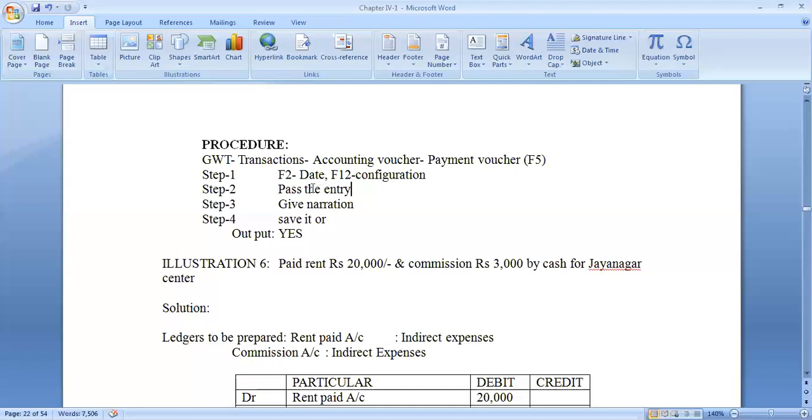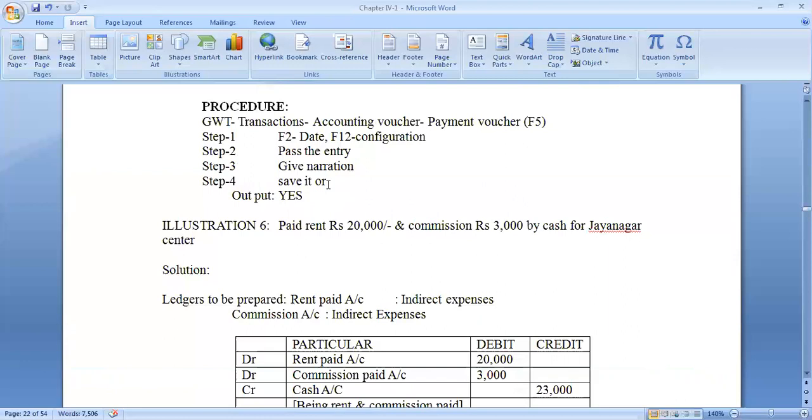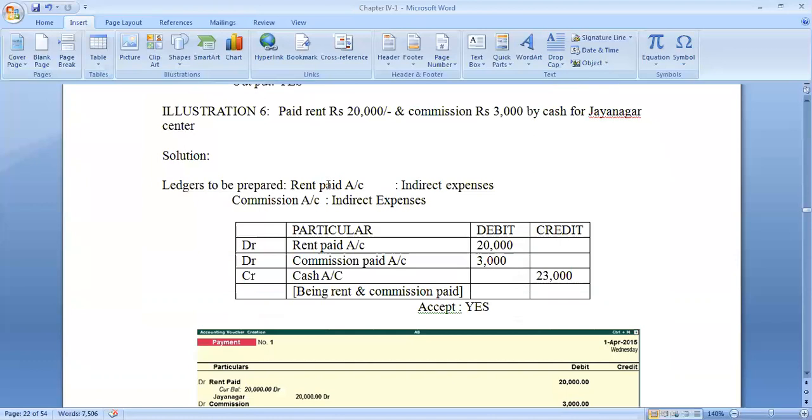Step 1 is F2, the date will appear, and F12 is configuration. Step 2, the entry will be passed, and step 3, the narration, as well as the output, that is accepting yes or no, will be generated. We shall now discuss the first illustration under the payment voucher, which is the sixth illustration counting from the contra voucher entries. Illustrations 1 to 5 we have discussed in terms of contra vouchers.